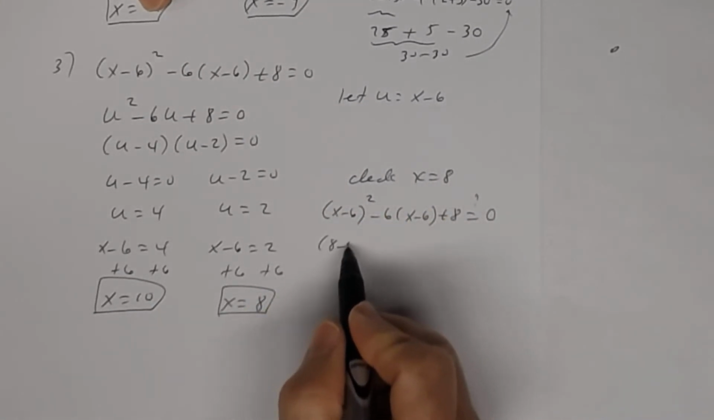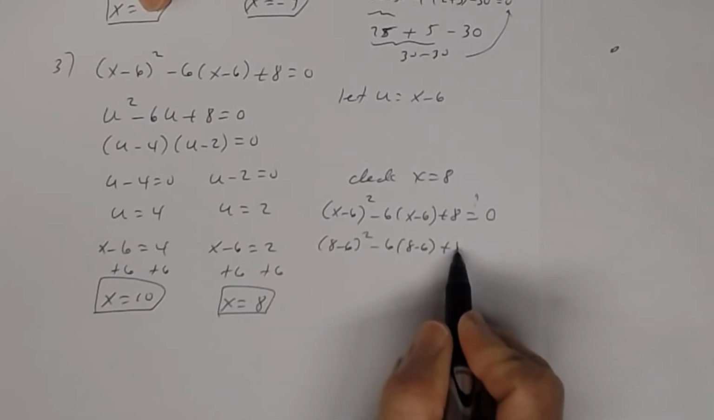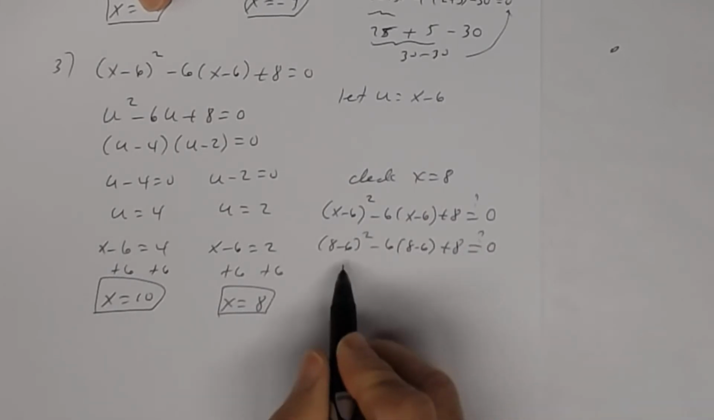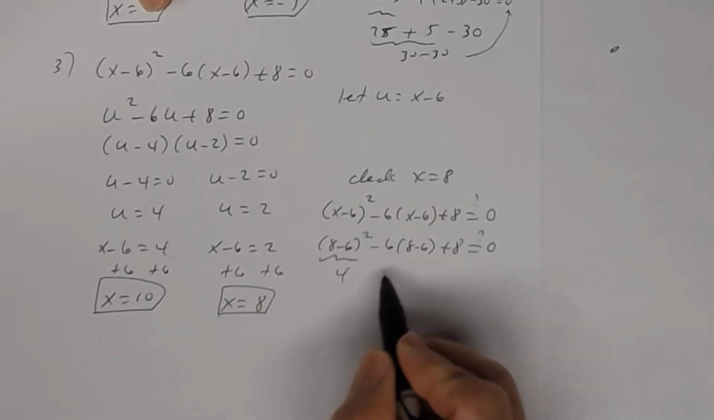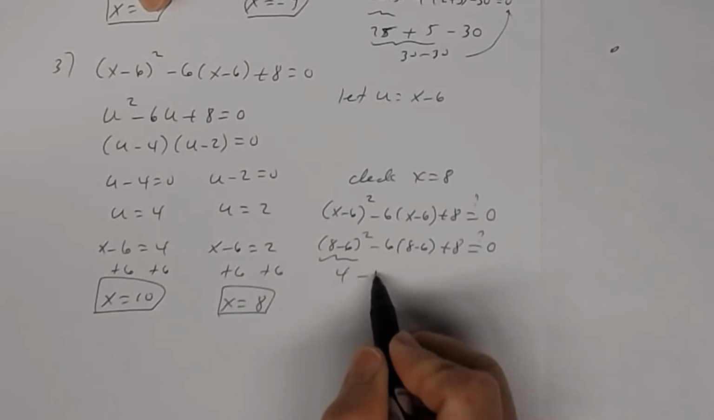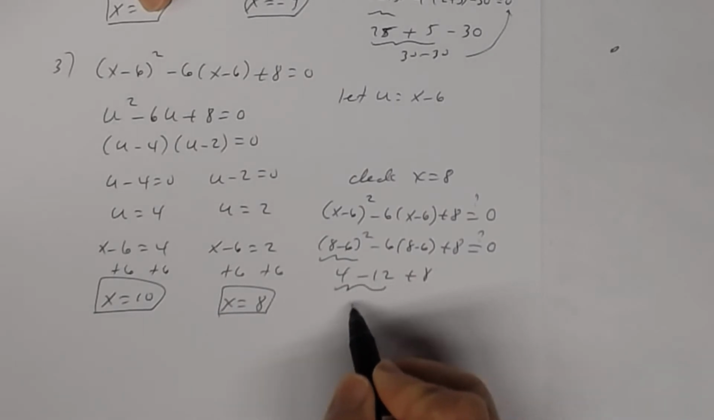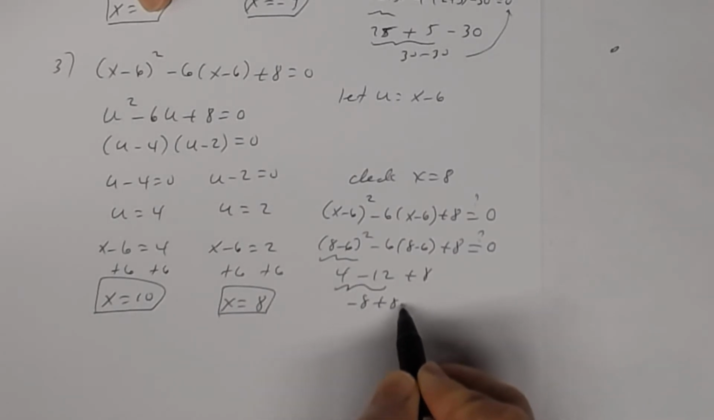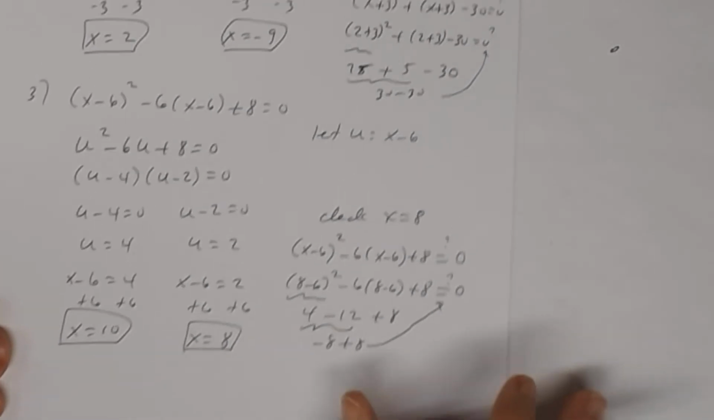So I get 8 minus 6 squared minus 6 times 8 minus 6 plus 8, and I want to see if that's going to equal 0. Well, 8 minus 6 is 2. 2 squared is 4, so that's 4. 8 minus 6 is 2. Negative 6 times 2 is a negative 12. So 4 minus 12 plus 8. 4 minus 12 is a negative 8. Negative 8 plus 8 is 0. Okay, so that was number 3. Very simple, not difficult at all.